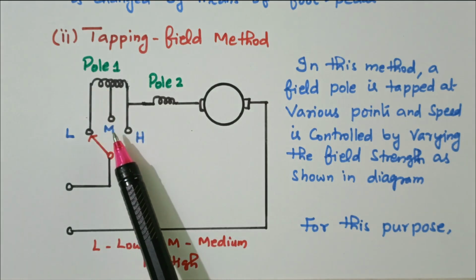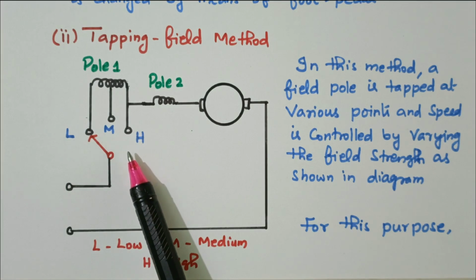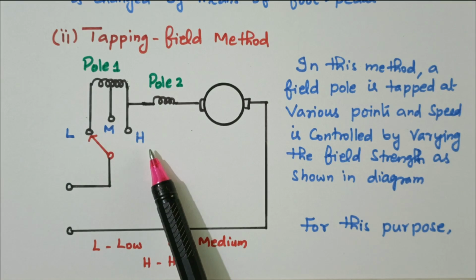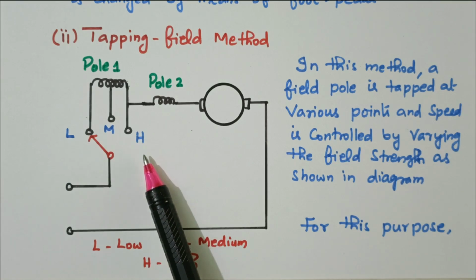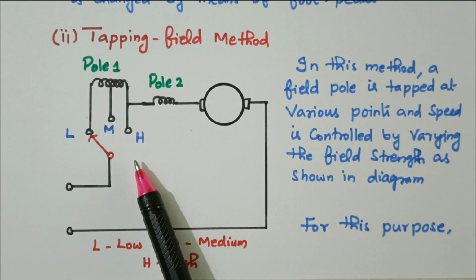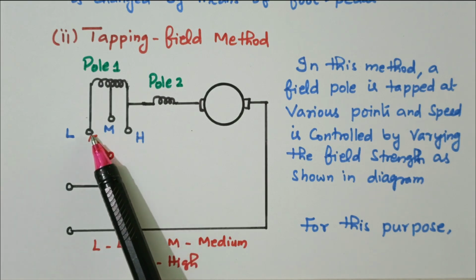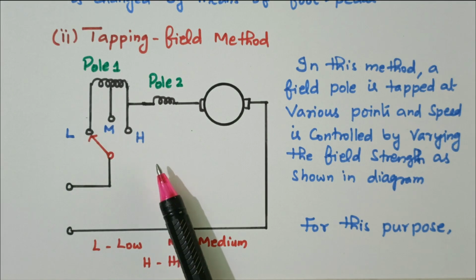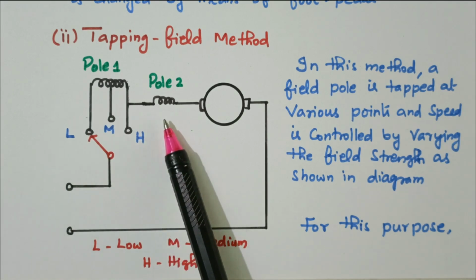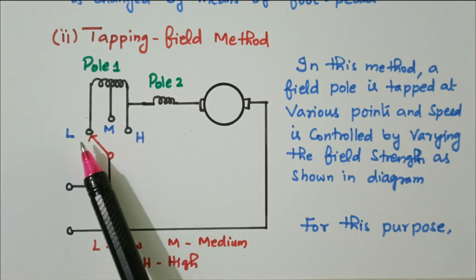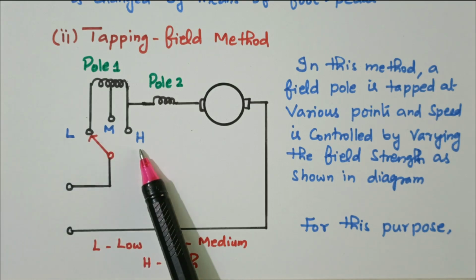So by changing the tapping position, the amount of field winding connected to the motor will vary, so that the field flux produced also varies. We know that flux and speed are inversely proportional. So if the flux increases, speed will decrease. If flux decreases, speed will increase. So based on that, we have 3 tappings available. One pole is permanently connected, another pole is connected with the tapping. See these 3 tappings given: low, medium, high.